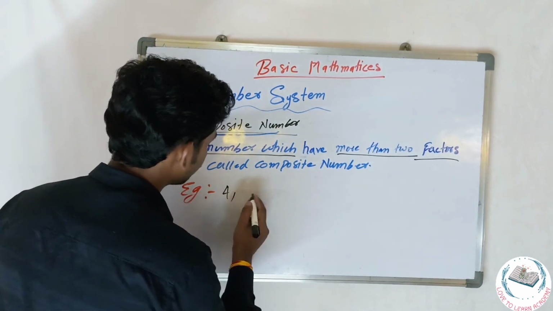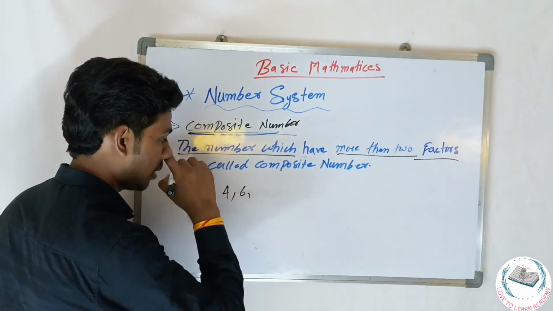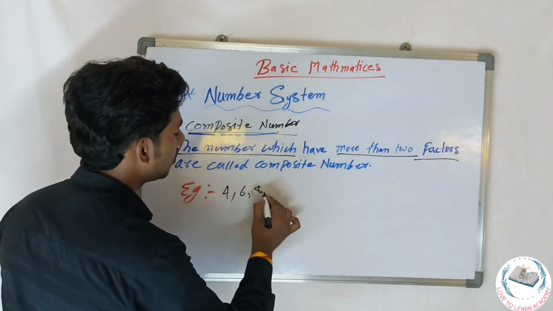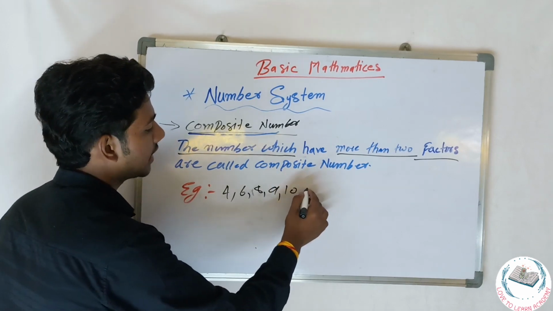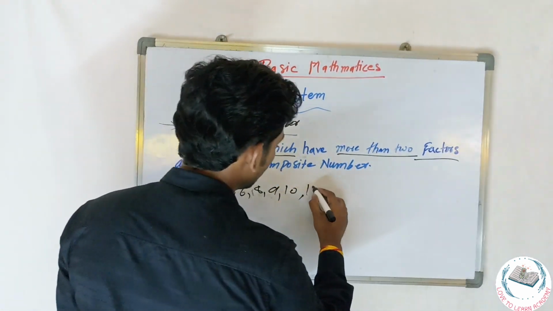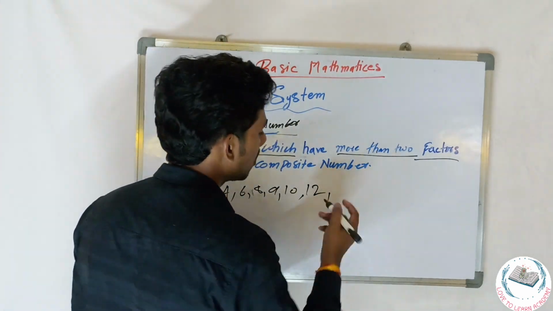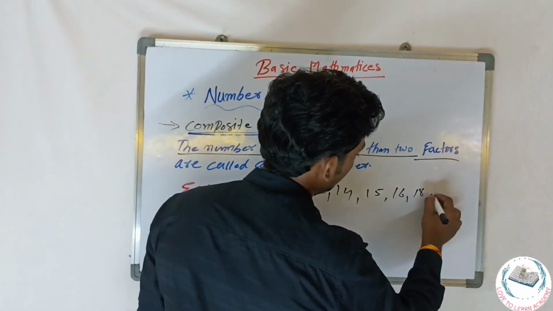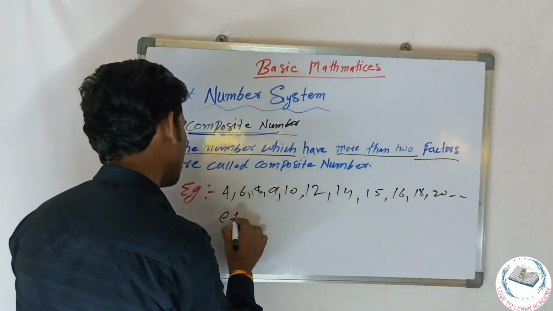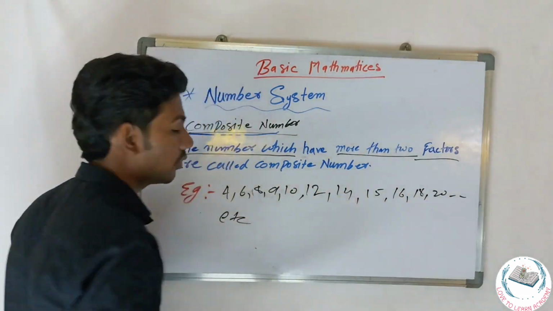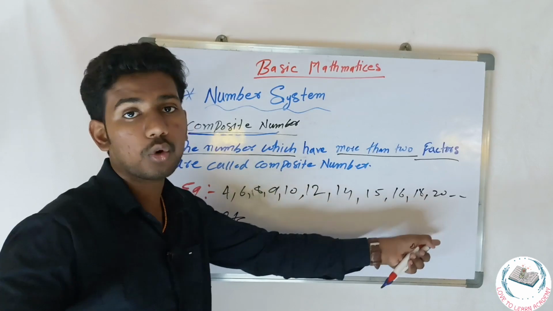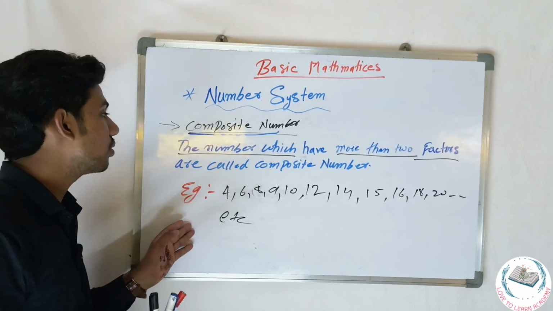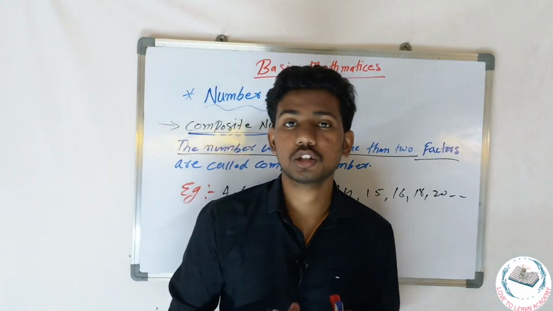Like that, for example, 6 is composite, 7 is not, 8 also is, 9 also is, 10 also is, 11 is not, 12 is, 13 is not, 14 is, 15 is, 16 is, 17 is not, 18 is, and 20, etc. These are the composite numbers. All of these numbers have more than two factors, and these are known as composite numbers. I hope you understand composite numbers.